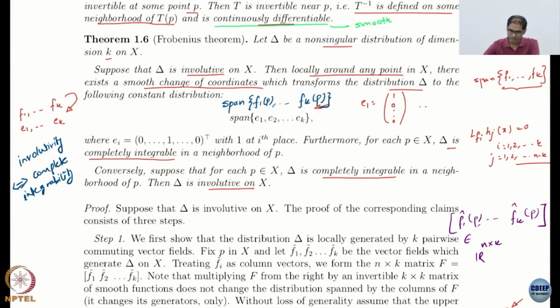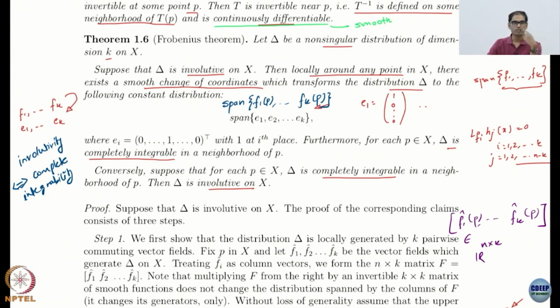But the key point is, you are reducing this rather complicated nonlinear thing, where at every point P you get a different subspace, a different shape of the subspace, to a very nice hyperplane. So this is the power of the Frobenius theorem. One, if you have involutivity of this delta, then you get this very nice hyperplane at every point, which is the Rk-dimensional subspace in Rn.